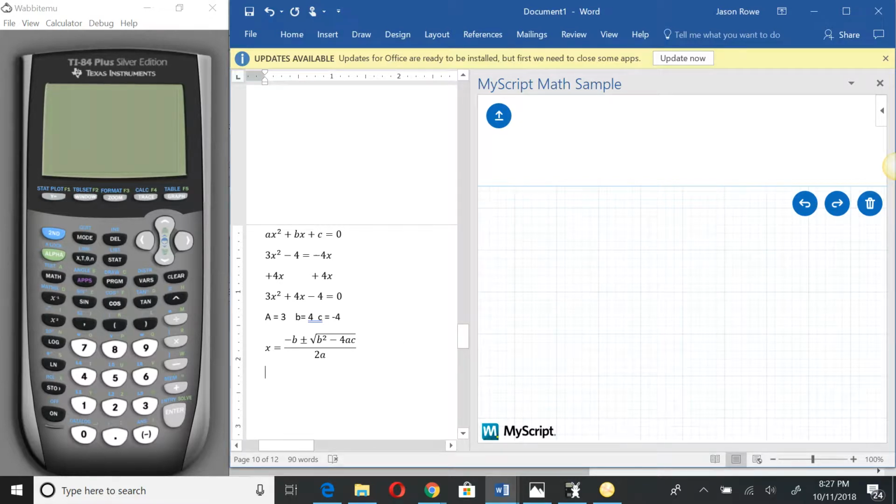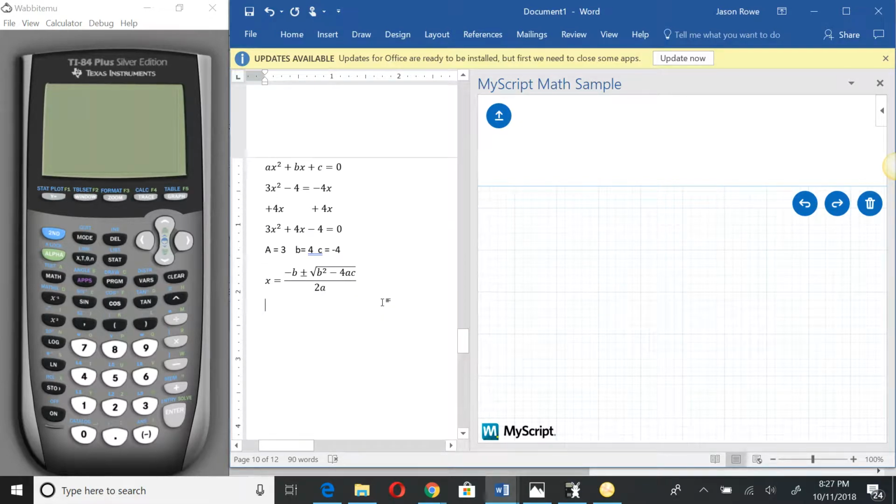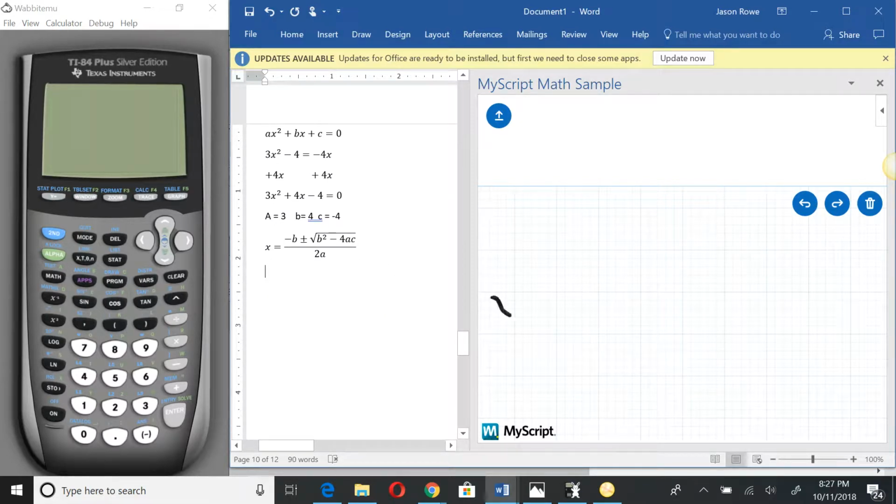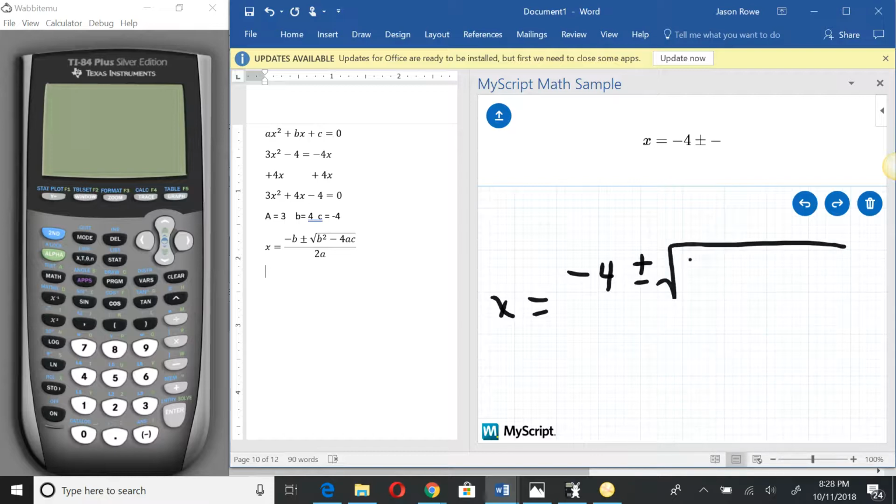So substitute, plug, and chug, as I said in the last one. So the opposite of B in this case is 4. So this will be -4, plus or minus the square root of B squared, -4 squared, minus 4.